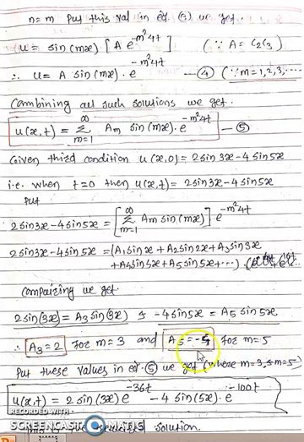So putting the values of a3 and a5 for m is equal to 3 and m is equal to 5 in equation number 5, we get U of xt is equal to summation. So not necessary to take the summation, we should have the values. So it is equal to 2 sin 3x e raised to minus 36t minus 4 sin 5x into e raised to minus 100t. So this is nothing but the required solution.